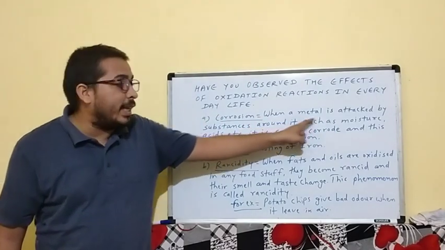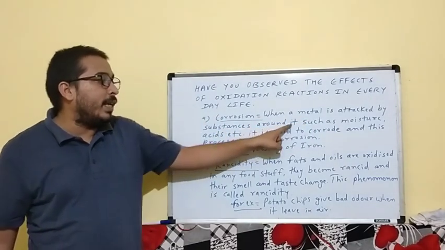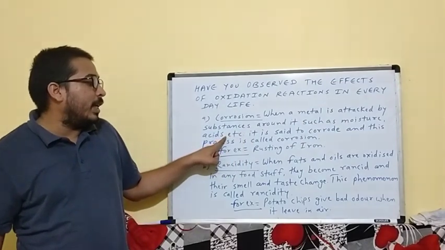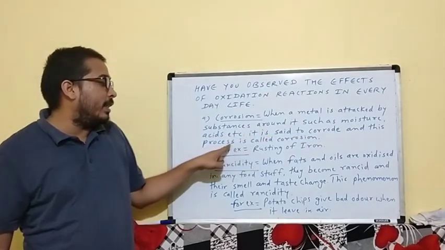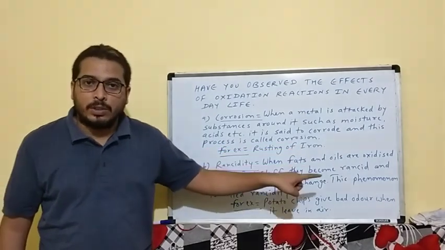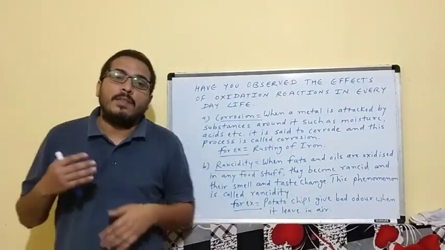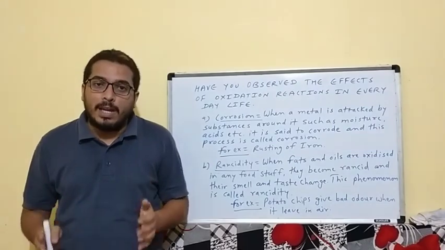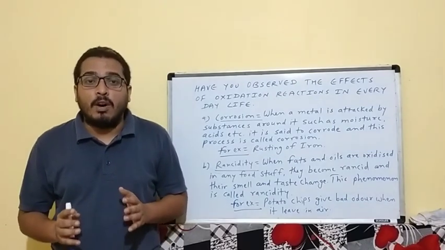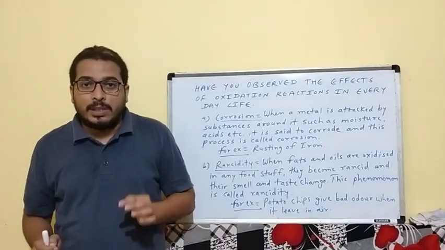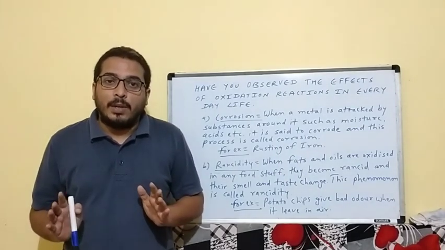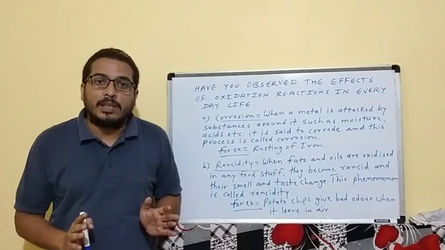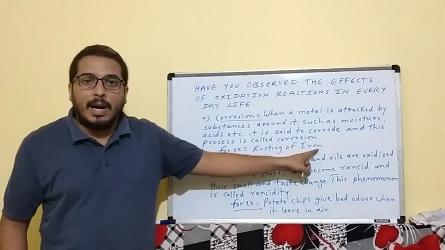When a metal is attacked by substances around it, such as moisture, acids, etc., it is said to corrode, and this process is called corrosion. Is it clear? Suppose any iron object or any metal object comes in contact with acid, moisture, air, etc., it is called what? Corrosion, and the substance is getting corroded. For example, rusting of iron.